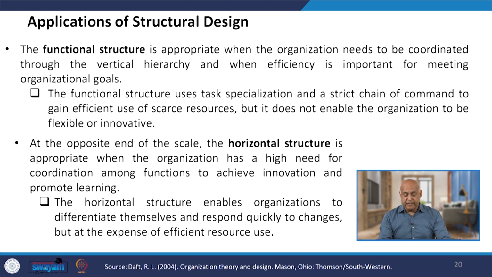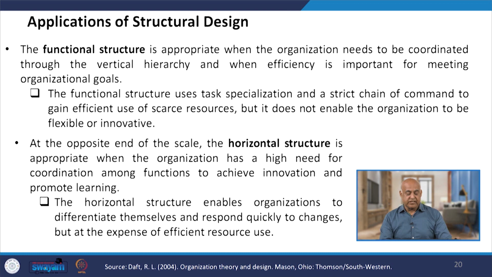The functional structure is appropriate when the organization needs to be coordinated through the vertical hierarchy and when efficiency is important for meeting the organizational goals. The functional structure uses task specialization and a strict chain of command to gain efficient use of scarce resources, but it does not enable the organization to be flexible or innovative. At the opposite end of the scale, the horizontal structure is appropriate when the organization has a high need for coordination among functions to achieve innovation and promote learning.